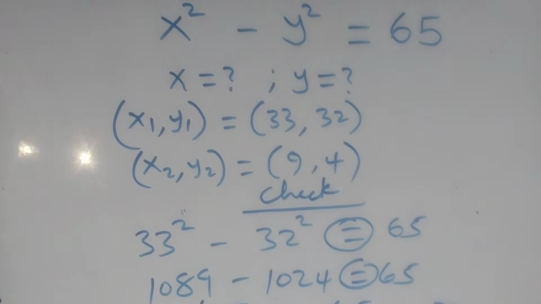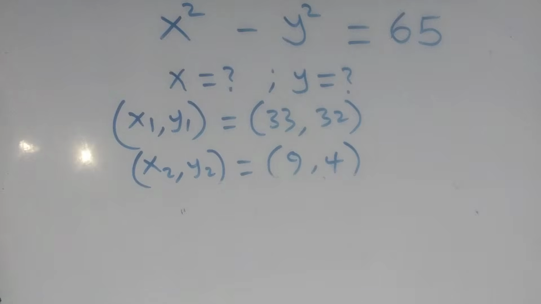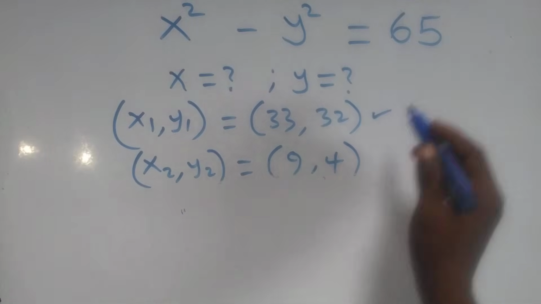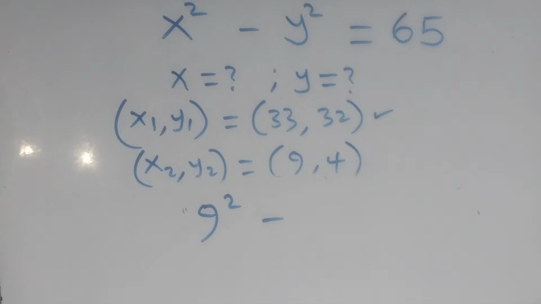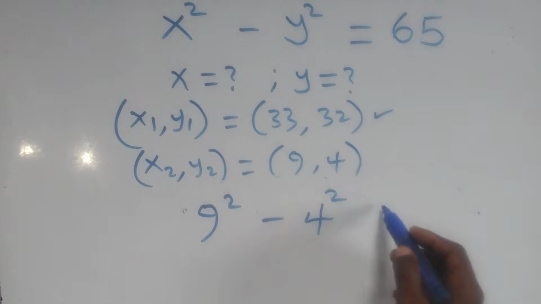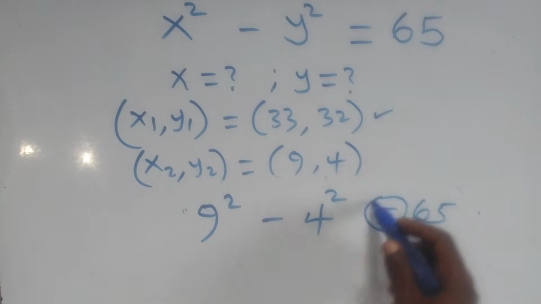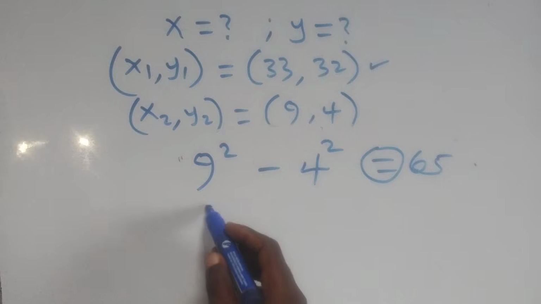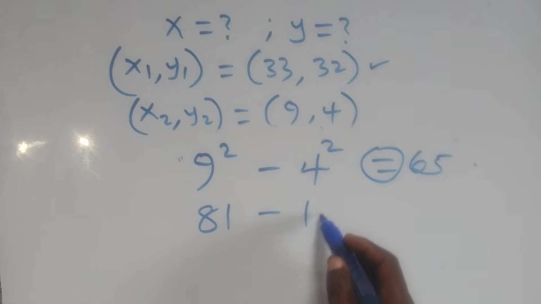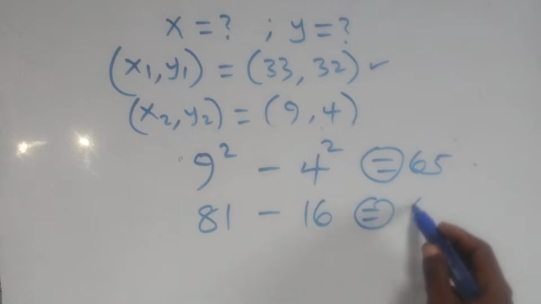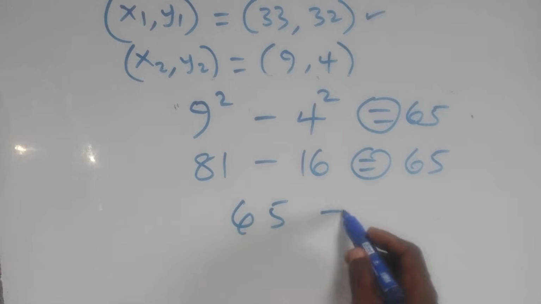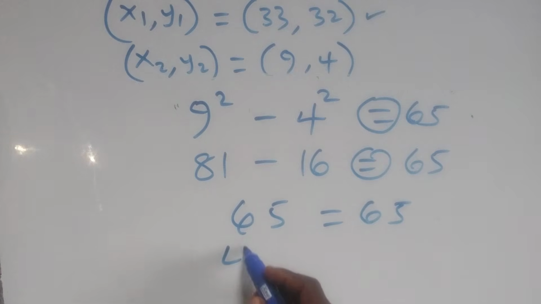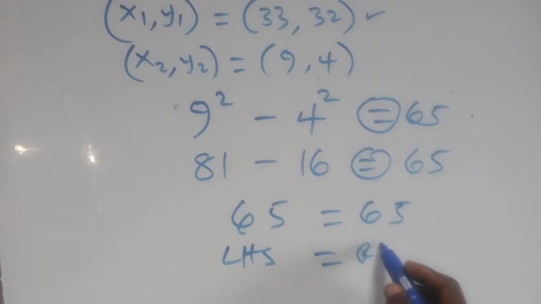Also, substitute the second solution. This equation becomes 9 squared minus 4 squared equals 65 here. The 9 squared here is 81, minus 4 squared, that's 16. This equals 65 here. 81 minus 16, that's 65. Also, the left hand side equals the right hand side. Hence, this second solution also satisfies this given problem.